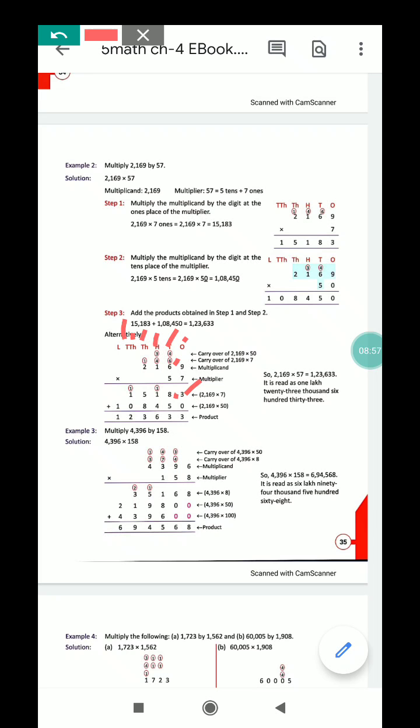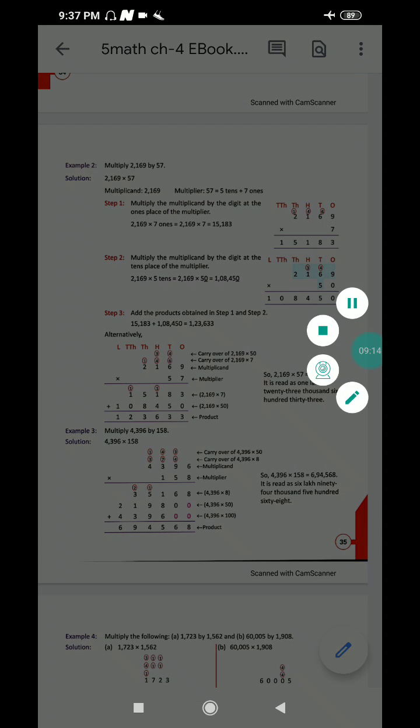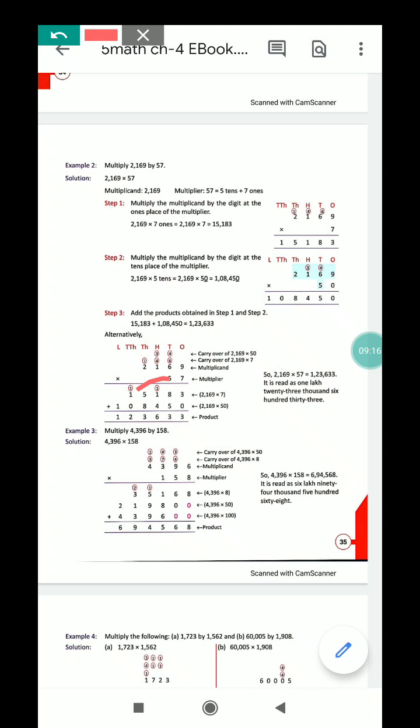We have carried 4, so 7 ones are 7 plus 4 is 11. 11, we have written 1, carry 1. So 7 twos are 14, 14 plus 1 is 15. So we have written 15, so 15,000. This again we will start with this 5 into 9.